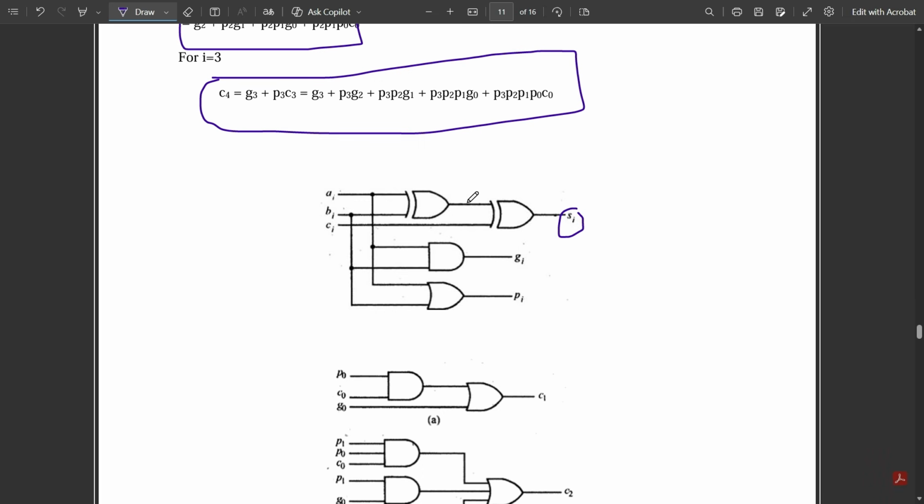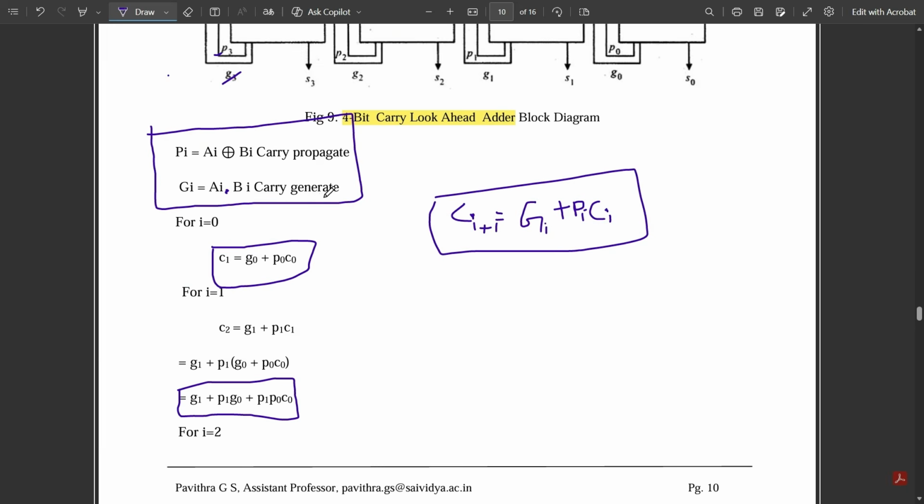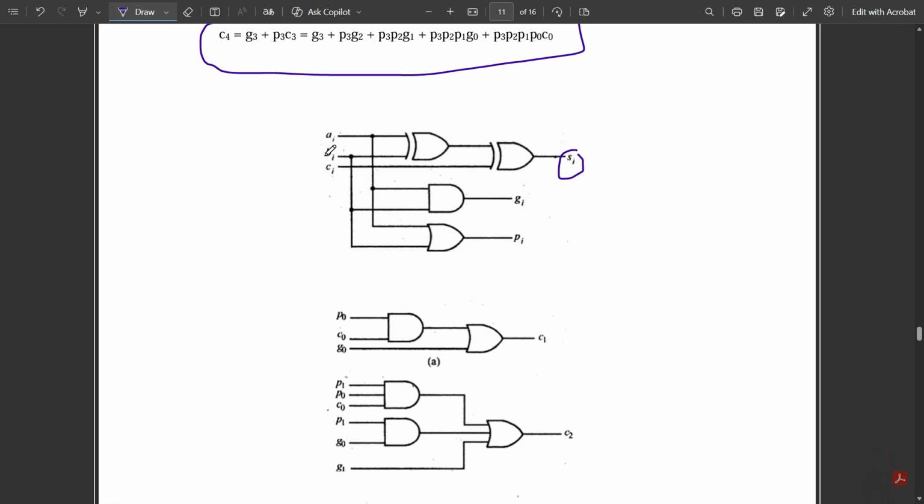So that stage is done here, and the generator expression is given by Ai into Bi. So that's why here you see Ai into Bi is given through an AND gate, and Ai XORed with Bi is given through an XOR gate. So this is the XOR gate, and that is the propagator.